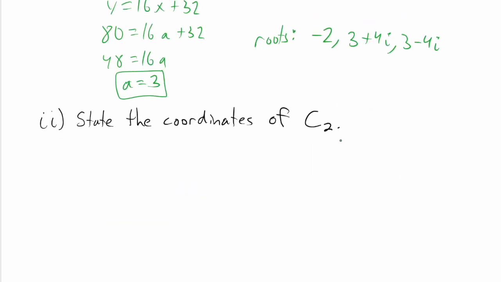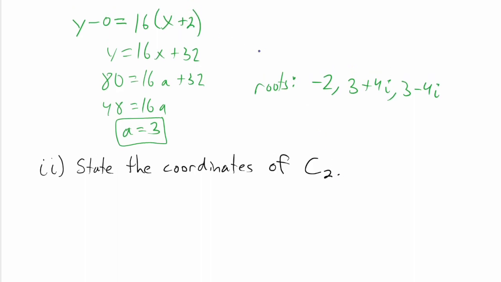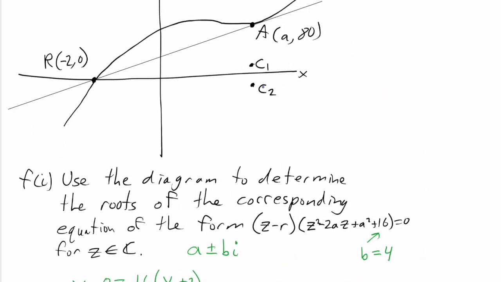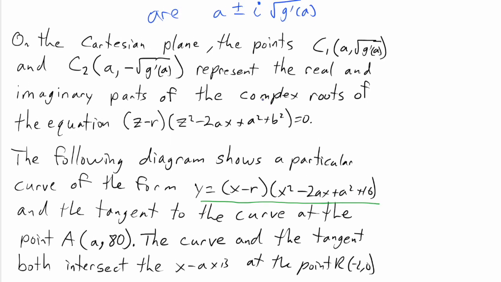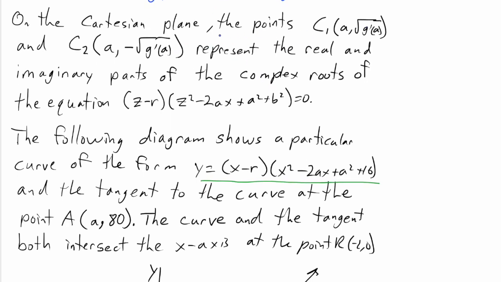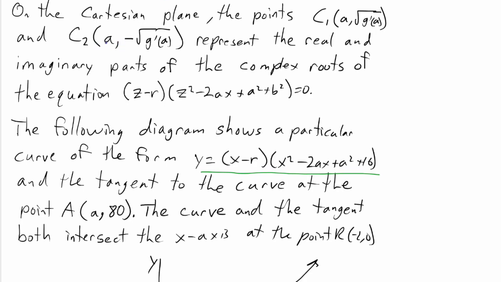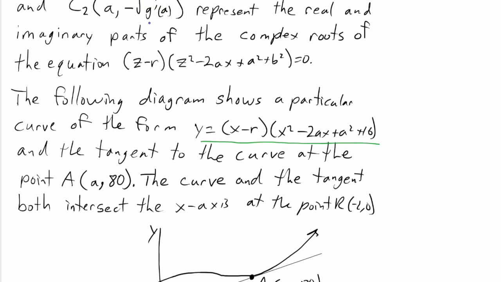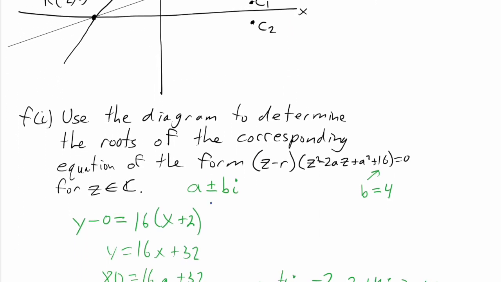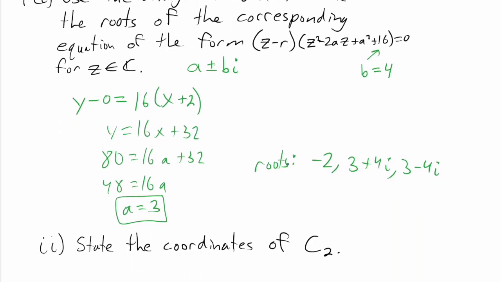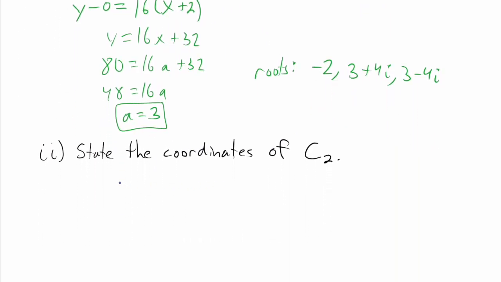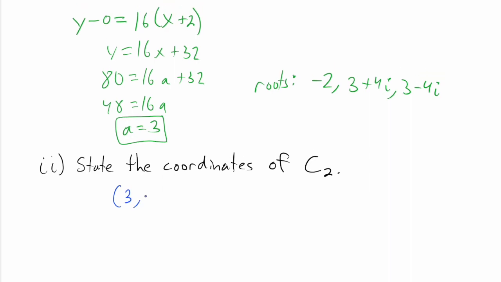State the coordinates of C2. So C2 is below the x-axis, and it says in the preamble to this question that C2 is the negative root g prime of a, which corresponds to the b value in our complex roots. So, a is 3, so it's just going to be 3, comma, negative 4.